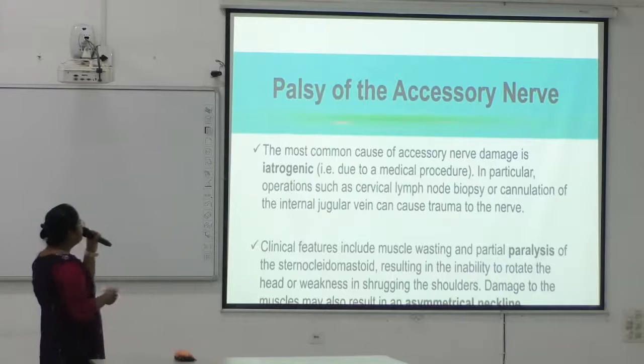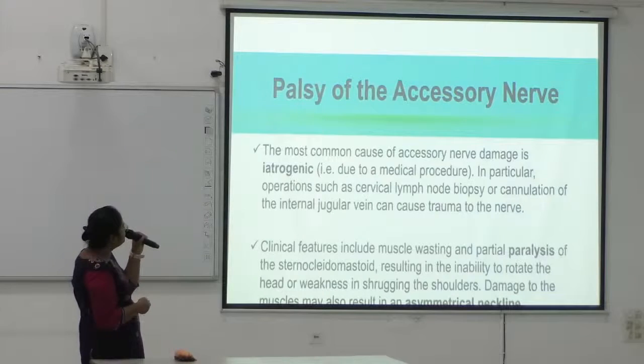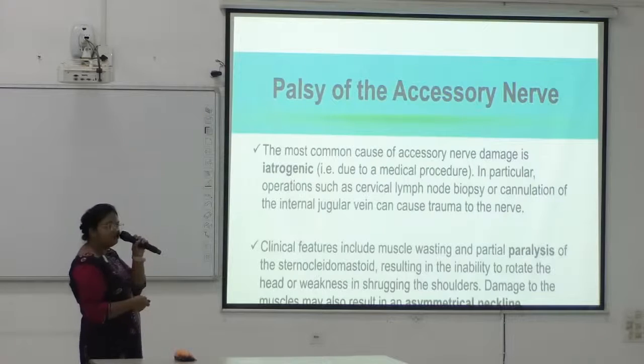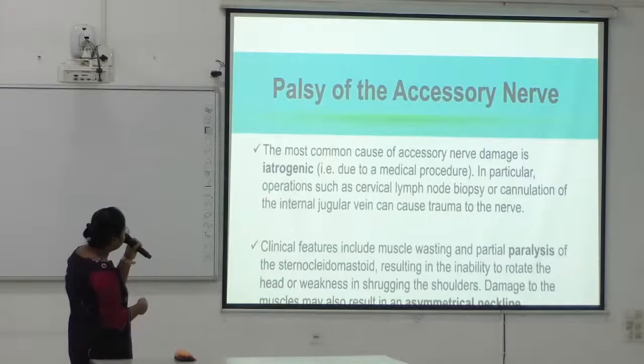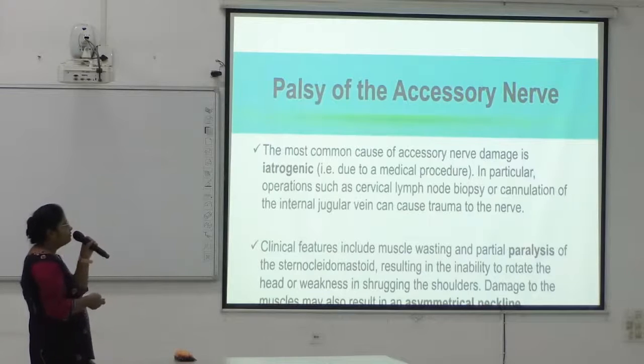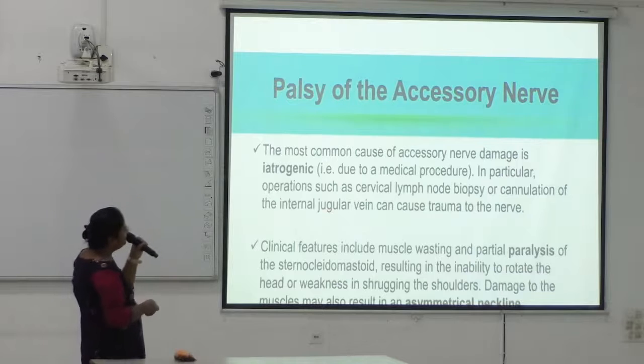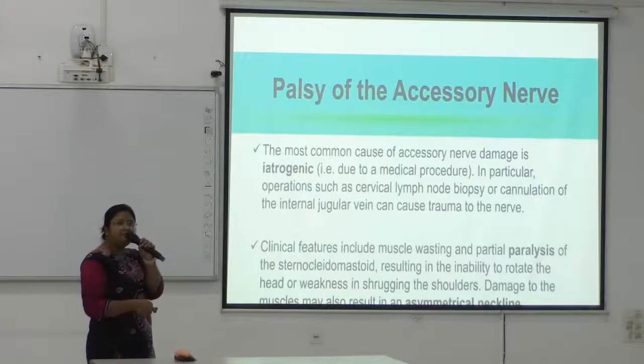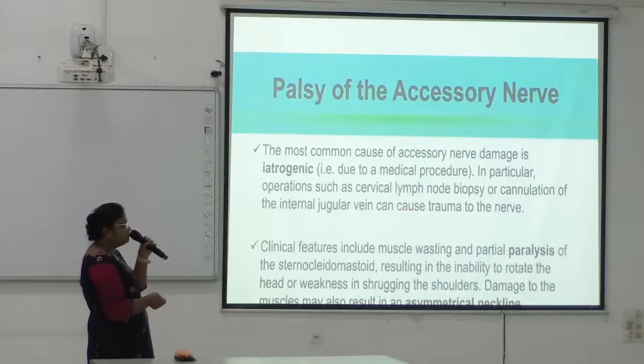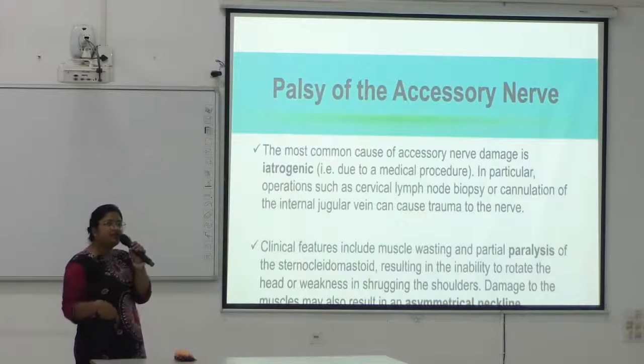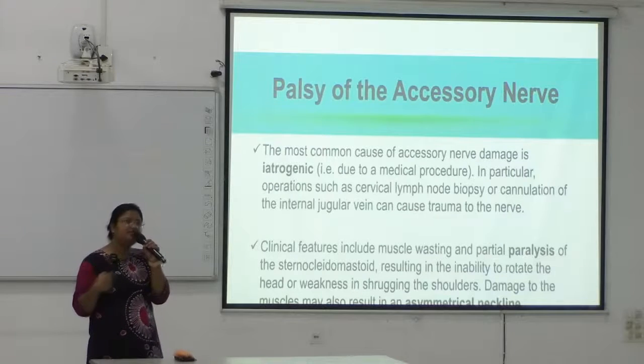Now, injury of the accessory nerve is low, but it may occur due to any medical process in the posterior triangle. In particular, trauma to this nerve can happen because the nerve lies close to the jugular chain of lymph nodes.